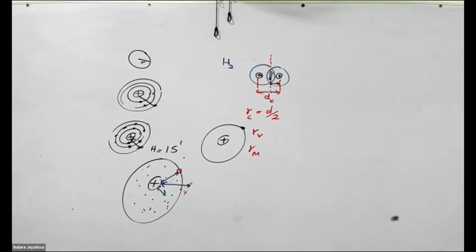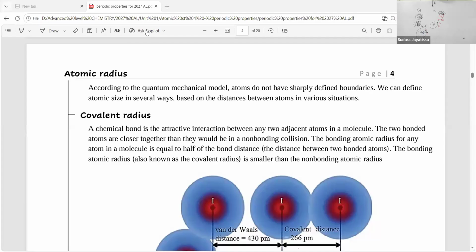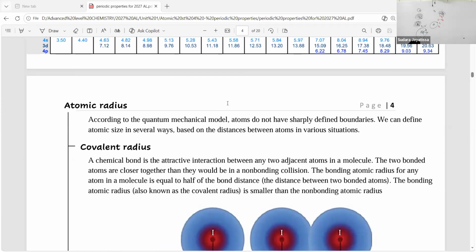Now shall we go to page number 4? One online student is asking whether we can get ionic bonding for this. I'll explain. We can't take ionic bond. I'll explain. Okay. Right. We'll go slowly through this page.